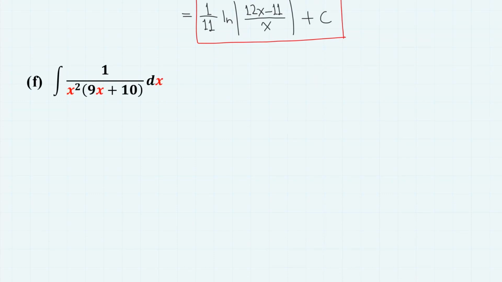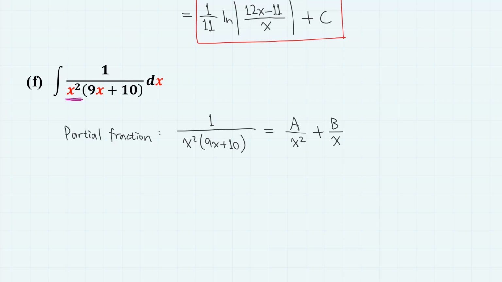And now the final one, the integral of 1 over x squared times (9x plus 10). Here we use the partial fraction method again. But since now we have a squared term for x, we need two terms for x: a over x squared, then b over x, then the other term c over 9x plus 10.